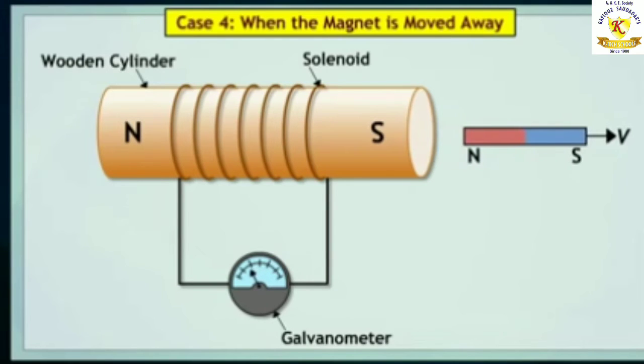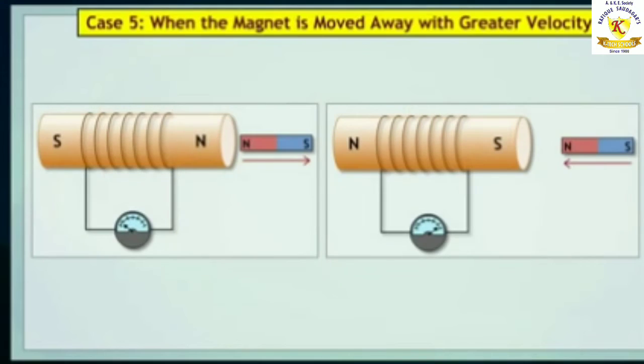If the magnet is moved away from the solenoid, current flows in the opposite direction in the solenoid. Thus, the galvanometer deflects towards the left. Now, the deflection increases if the magnet is moved away with greater velocity.